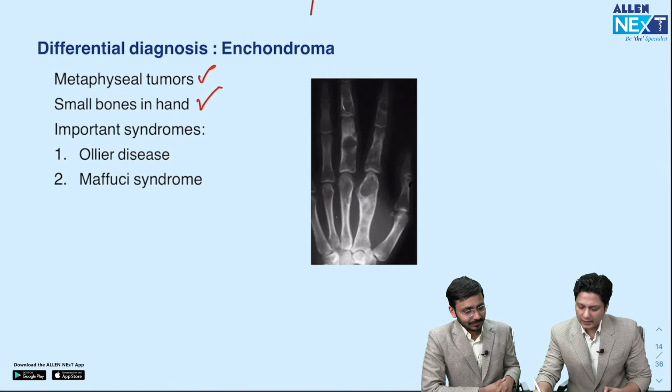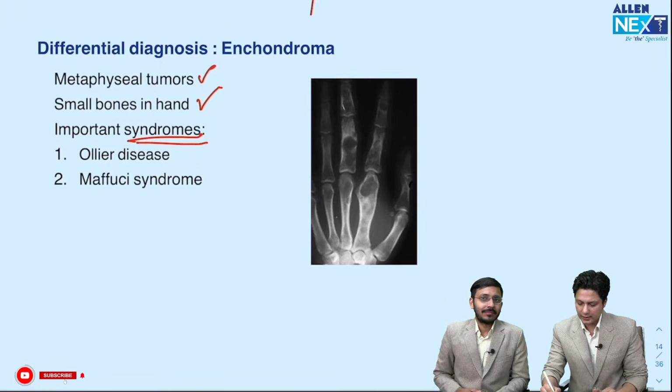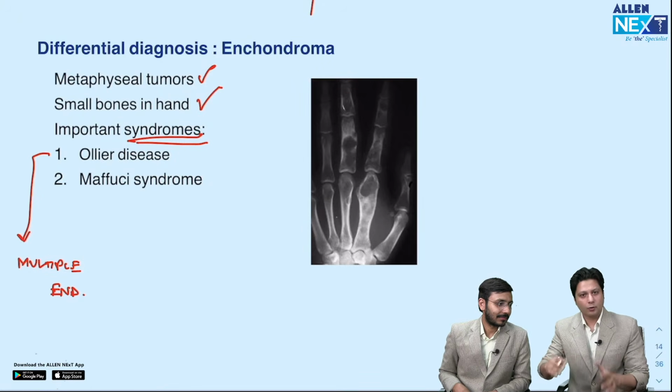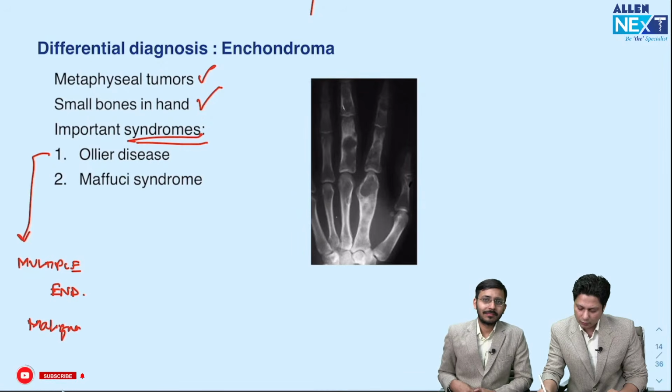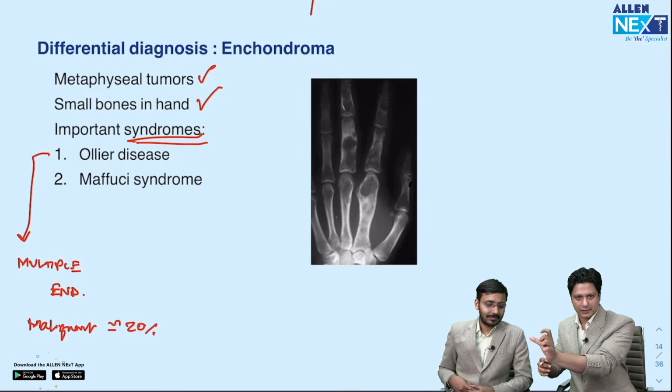All right. Now, two very important syndromes. One is Ollier disease, the other one is Maffucci syndrome. Ollier disease is simply multiple enchondromatosis, like multiple enchondroma lesions. And the possibility of malignant transformation for Ollier disease is as high as 20%. There is a 20% possibility that this lesion might turn into a malignancy.